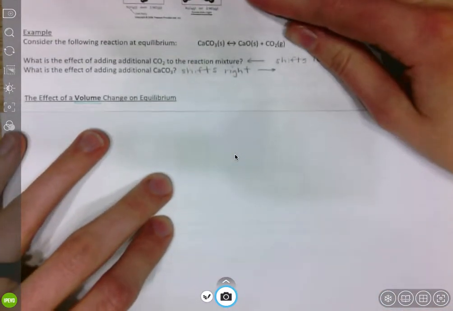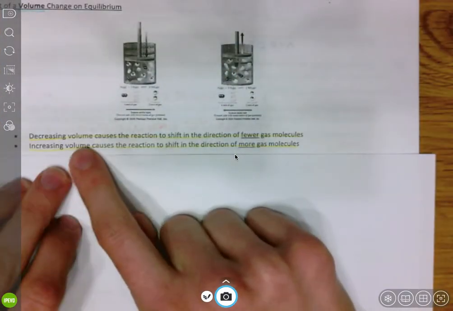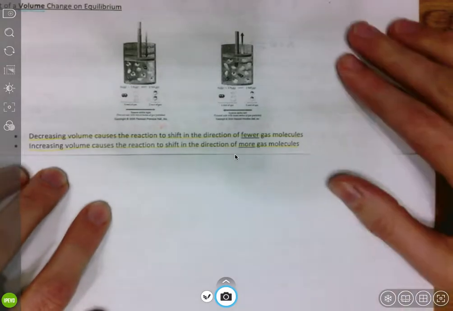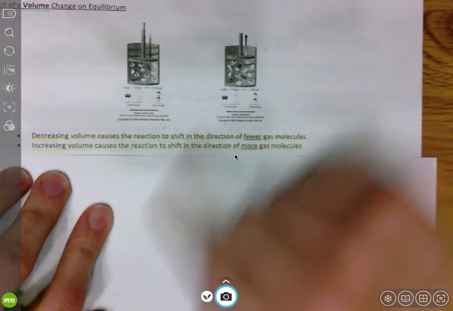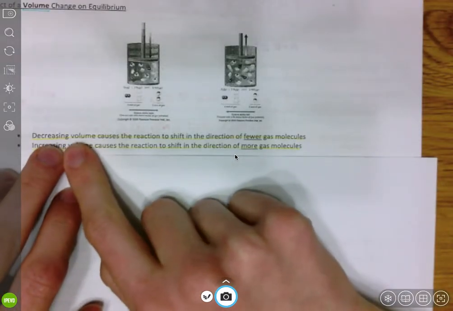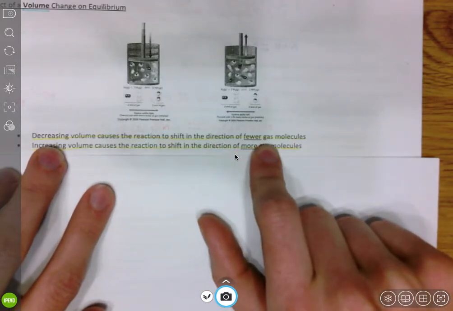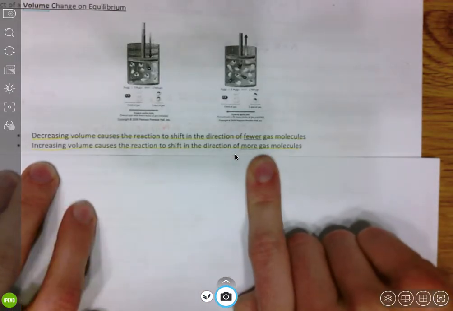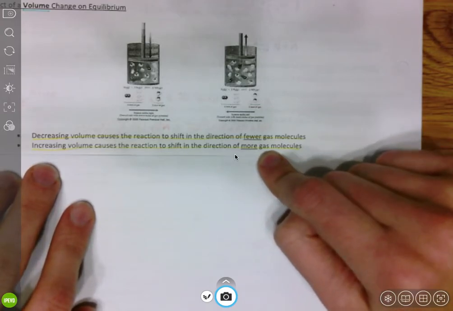Okay, now for volume. The effect of volume change on equilibrium. So if we are decreasing our volume, this is going to cause a reaction to shift in the direction of fewer gas molecules. So we want to relieve that pressure of the gas molecules. Gas molecules bouncing off the walls of a container, that's how we measure pressure. So decreasing the volume causes a shift toward fewer gas molecules. We'll go through an example in just a second. But increasing volume causes the reaction to shift in the direction of more gas molecules. Those gas molecules have more room to move about, and they want to do that.